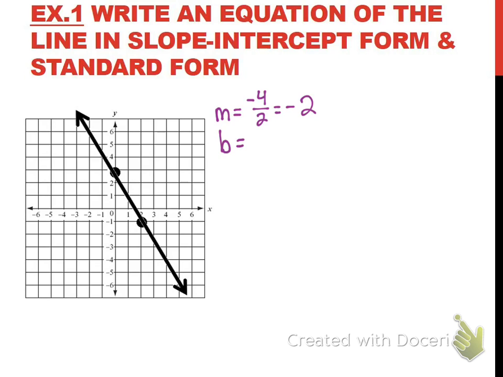Okay. What about my y-intercept? 3. +3, good, where the graph crosses the y-axis. So for slope-intercept form, I would write y equals negative 2x plus 3. We're just plugging in the m and the b. Again, this should be a review from last year, or whenever it was you took Algebra 1.